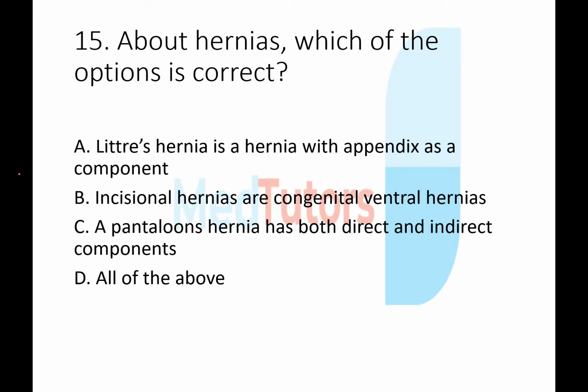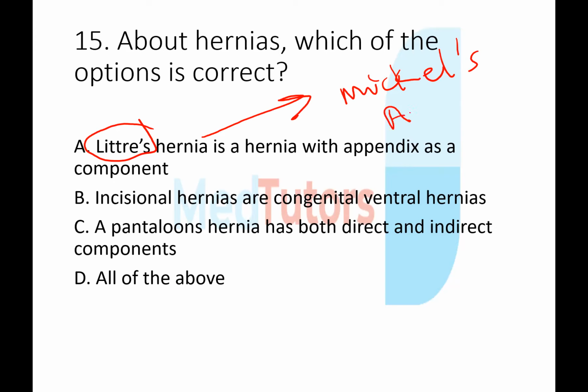About hernias, which of the options is correct? A, Littre's hernia is a hernia with appendix as a component. B, incisional hernias are congenital ventral hernias. C, pantaloon hernia has both direct and indirect components. D, all of the above. Now, when you hear Littre's hernia, you should know that it's a hernia that contains the Meckel's diverticulum within the sac. The hernia containing Meckel's diverticulum within the sac is termed Littre's hernia. It is Amiens.